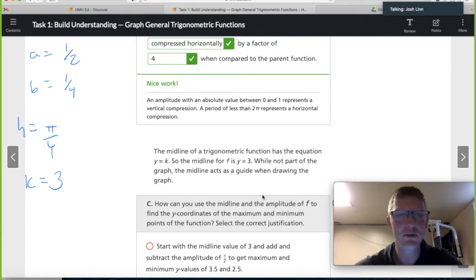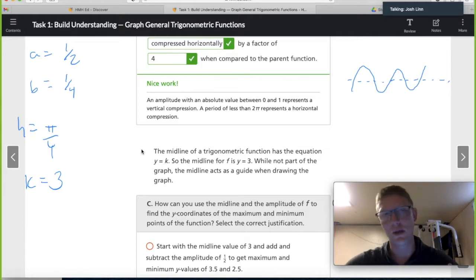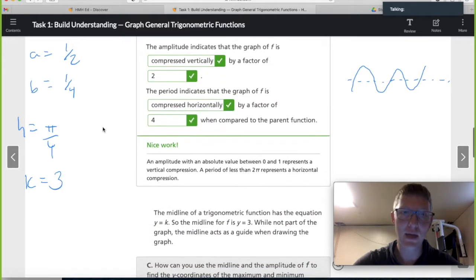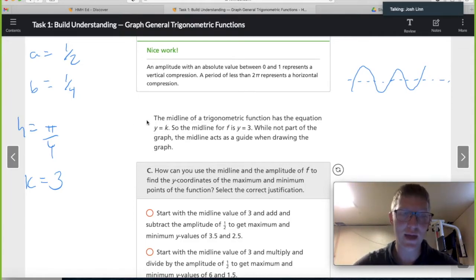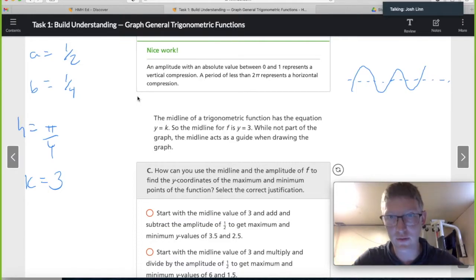So here's where we get into kind of the new stuff. Remember, it's talking about a midline here. Our general trig function looks like that. It's got that midline that goes through the center, and then we measure our amplitude from that midline. Typically, up until this point, it has always been at y equals 0. No longer. Since k equals 3, the midline of a trigonometric function has the equation y equals k. So our midline is now going to be y equals 3 for this function.